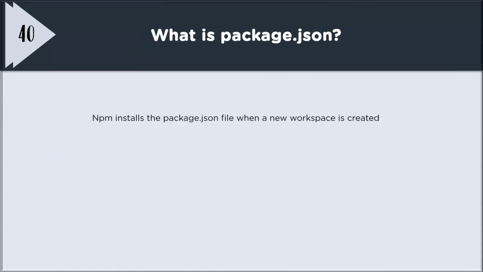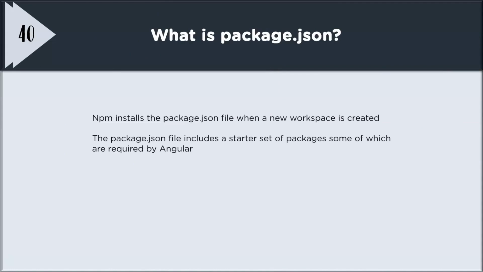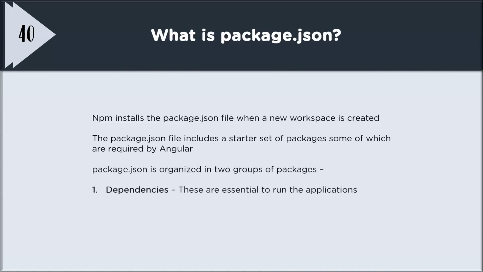Next question is, what is package.json? Now npm installs package.json when a new workspace is created. This file includes a starter set of packages, some of which are required by Angular. Typically it's organized into two groups. One is dependencies. These are essential to run your applications. And we have dev dependencies. These are essential to develop applications.